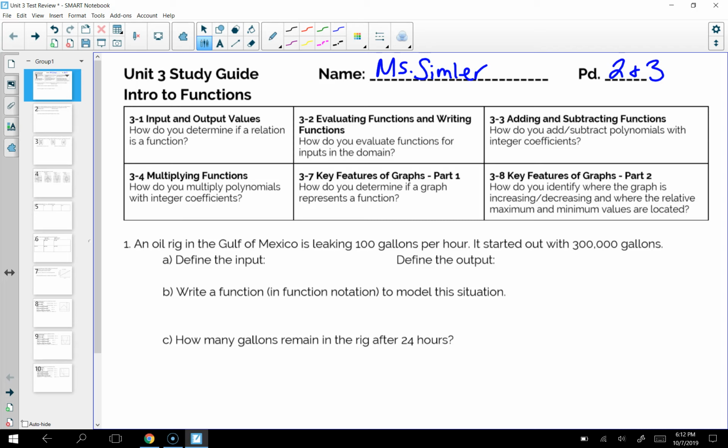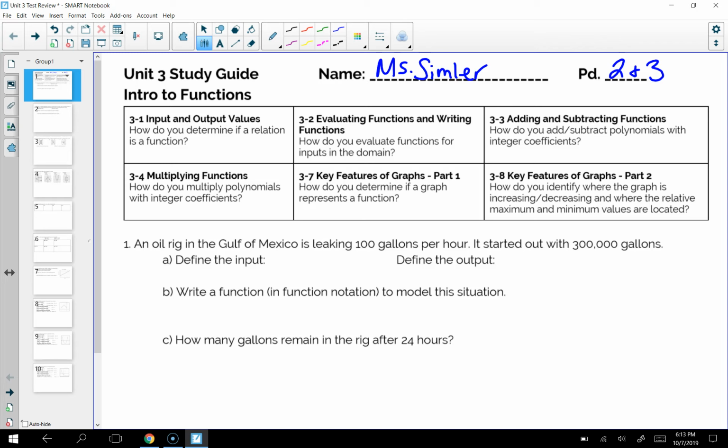All right, starting off with number 1. An oil rig in the Gulf of Mexico is leaking 100 gallons per hour. It started with 300,000 gallons. It wants us to find the input and the output. So remember, the input is what's happening, and the output is what the result is.